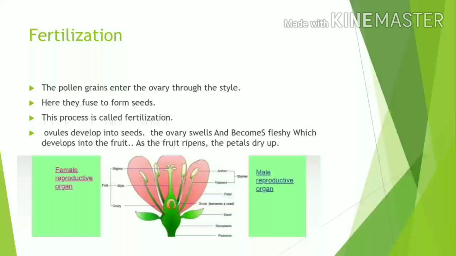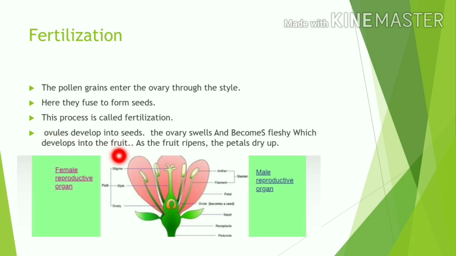Fertilization process. So when the pollen grains enter the ovary through the style, here they fuse to form the seed. So the pollen grain fuses with the ovules. I have shown you the bluish small structures. They are known as ovules. So pollen fuses with the ovule to form the seeds, and this process is known as the fertilization process.